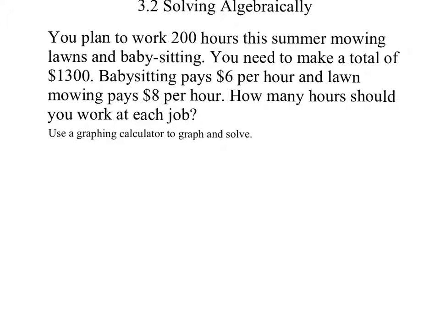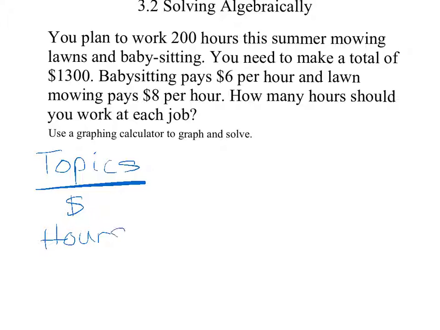I know how much you guys love these word problems, but it is something you need to be able to do. The first thing we need to do is figure out what kind of topics there are, and I want you to do this every single time. So I'm going to label that topics. One of the topics I see here is the amount of money that you're going to make, and the other topic is the number of hours you're working. So you're working 200 hours.